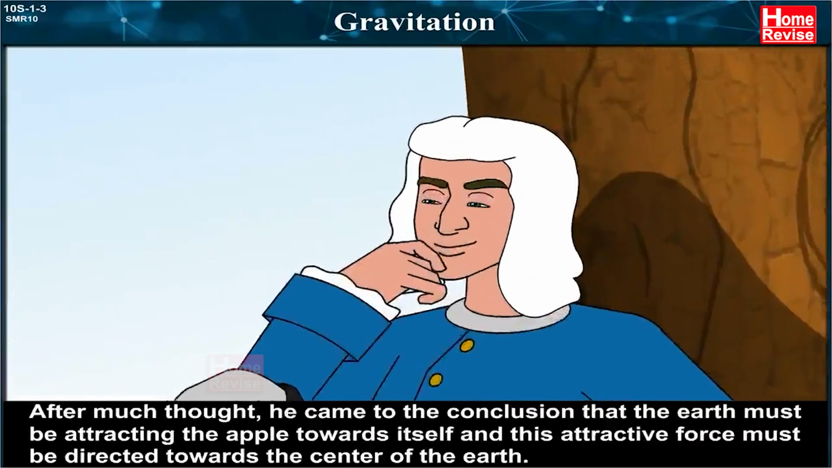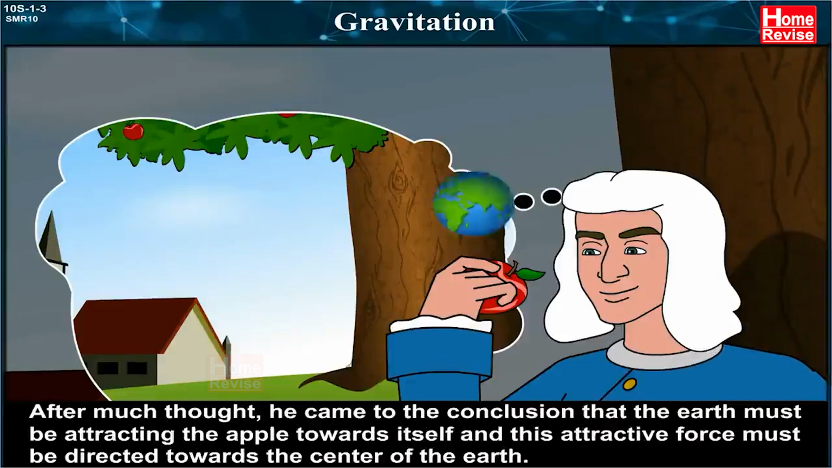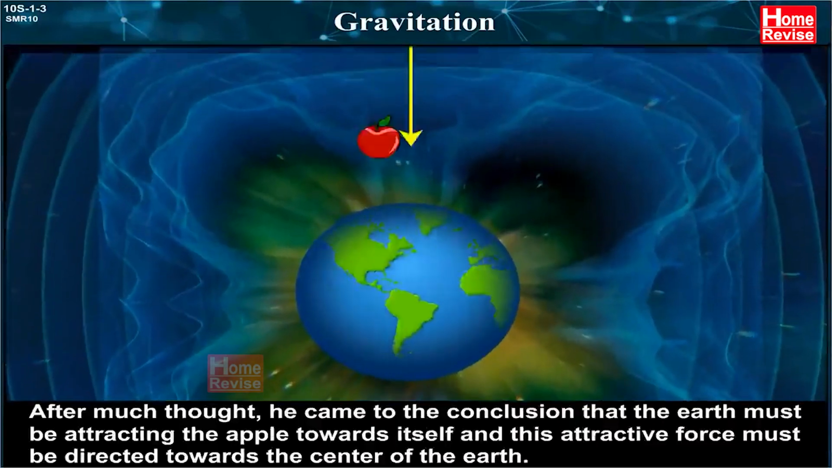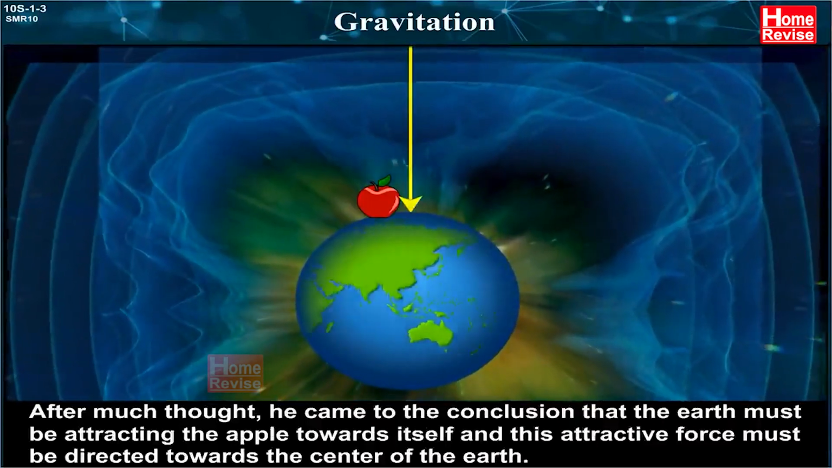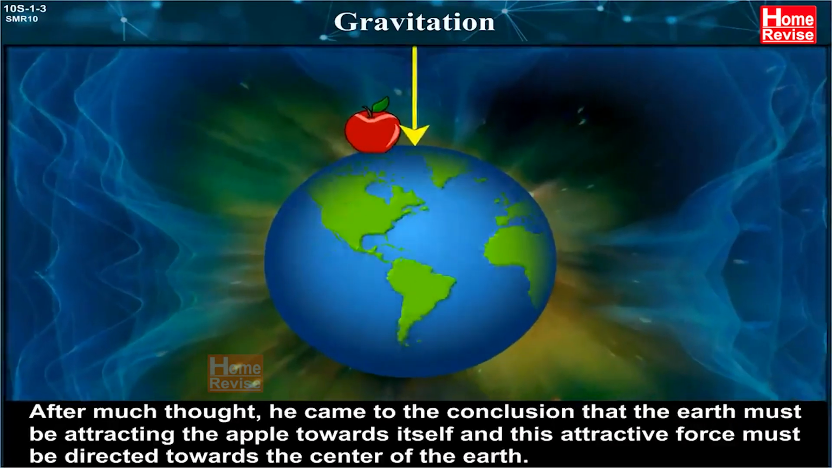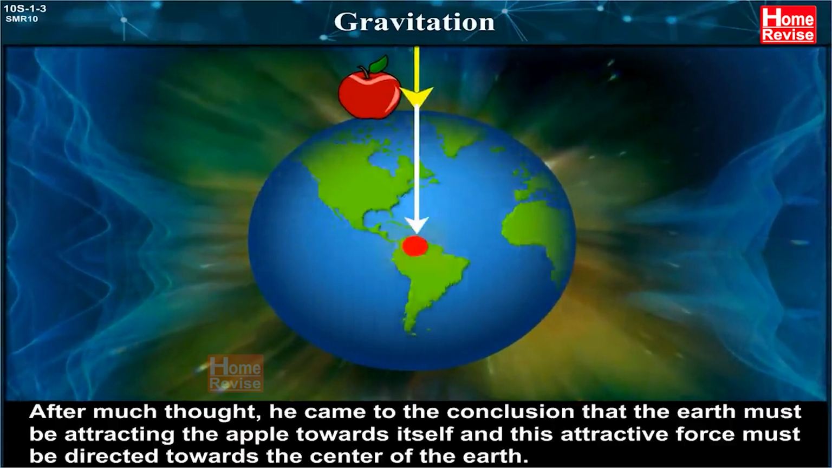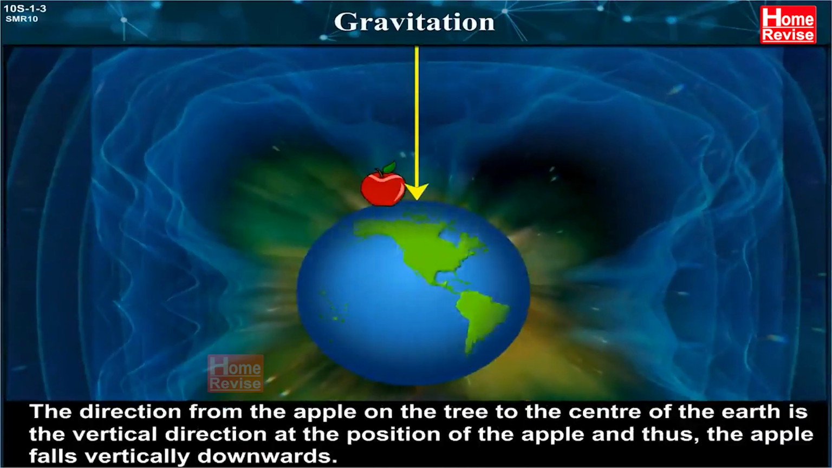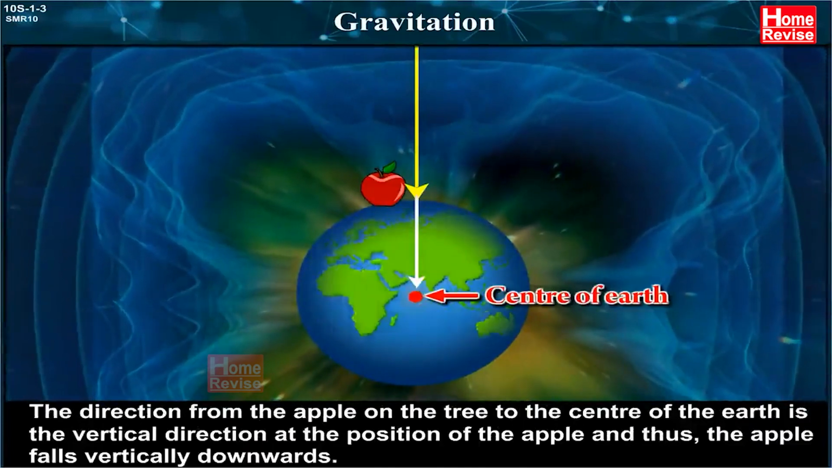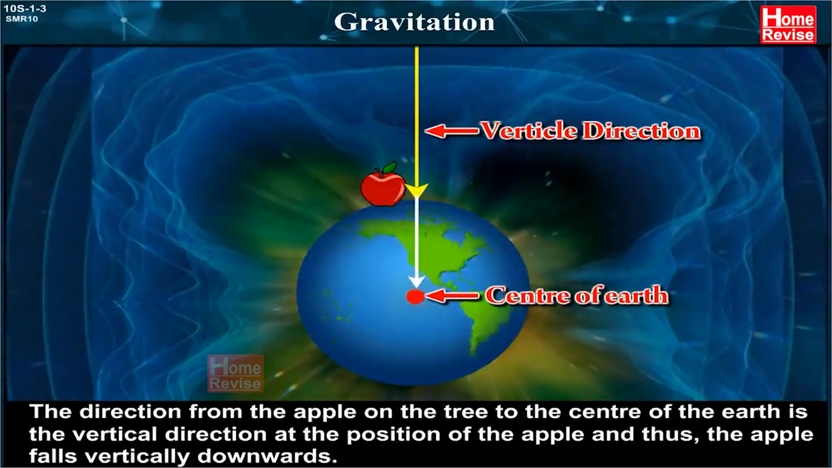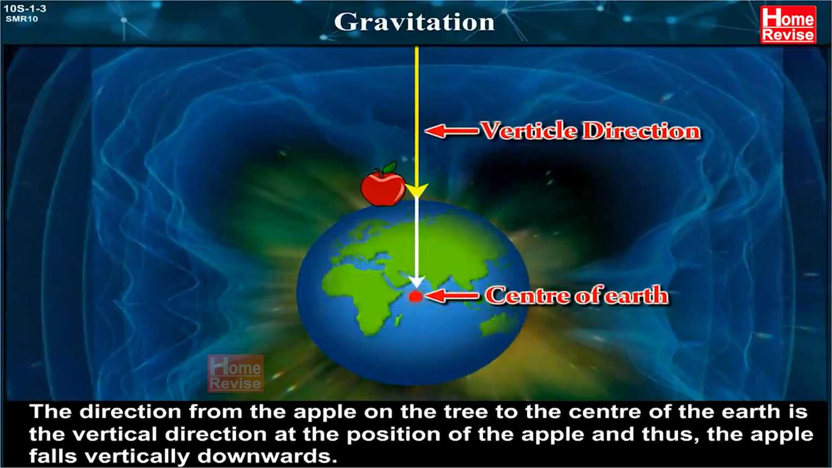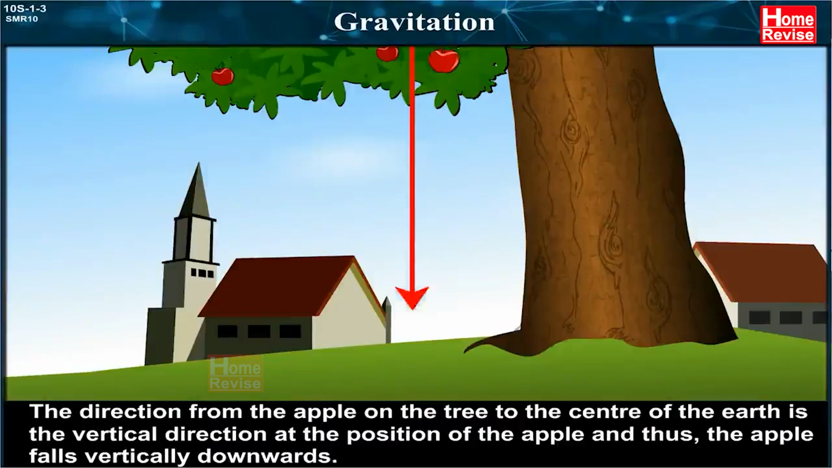After much thought, he came to the conclusion that the earth must be attracting the apple towards itself, and this attractive force must be directed towards the center of the earth. The direction from the apple on the tree to the center of the earth is the vertical direction at the position of the apple, and thus the apple falls vertically downwards.